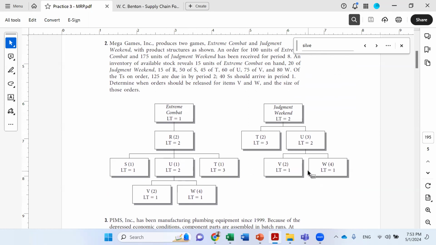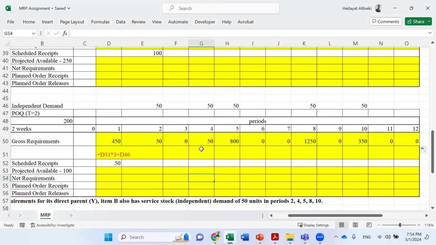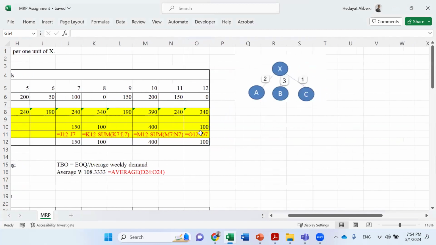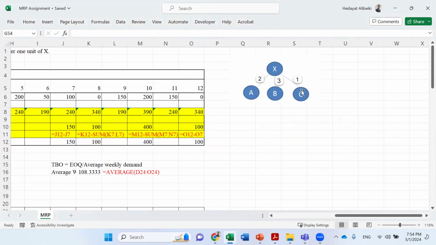For V and W, we need U, and for U, we need R and another independent item. R itself is dependent on another component, right? So we need tables 1, 2, 3, 4, 5, 6 in order to get to the answer of the question. This one can take a little bit of time, and it's practically very similar to this one, except that the tables are going to look different.